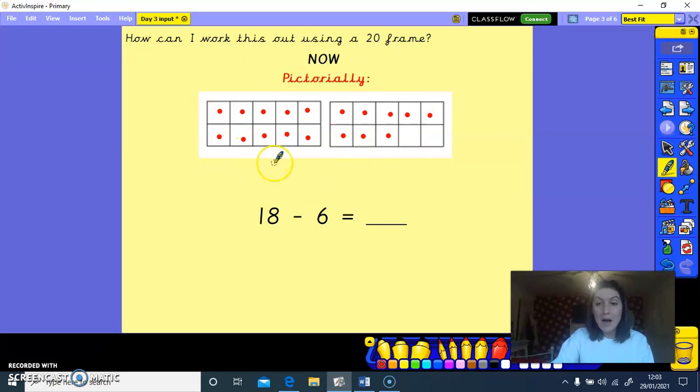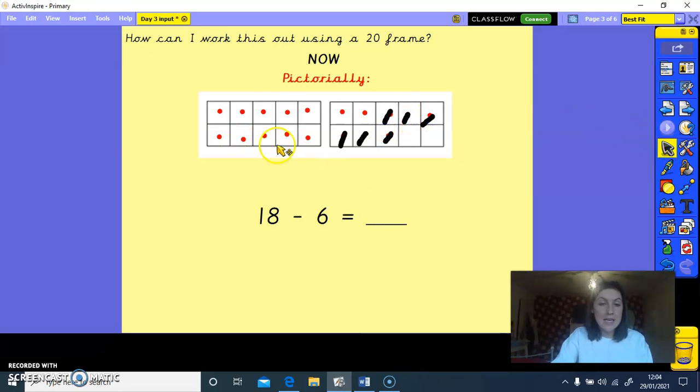How many am I now going to take away? 6, and I'm going to show that by crossing them out. And you start in your tens frame that isn't yet full up. So the one with the gaps you are going to take away from, okay? And I'm taking away from that frame 6. 1, 2, 3, 4, 5, 6.